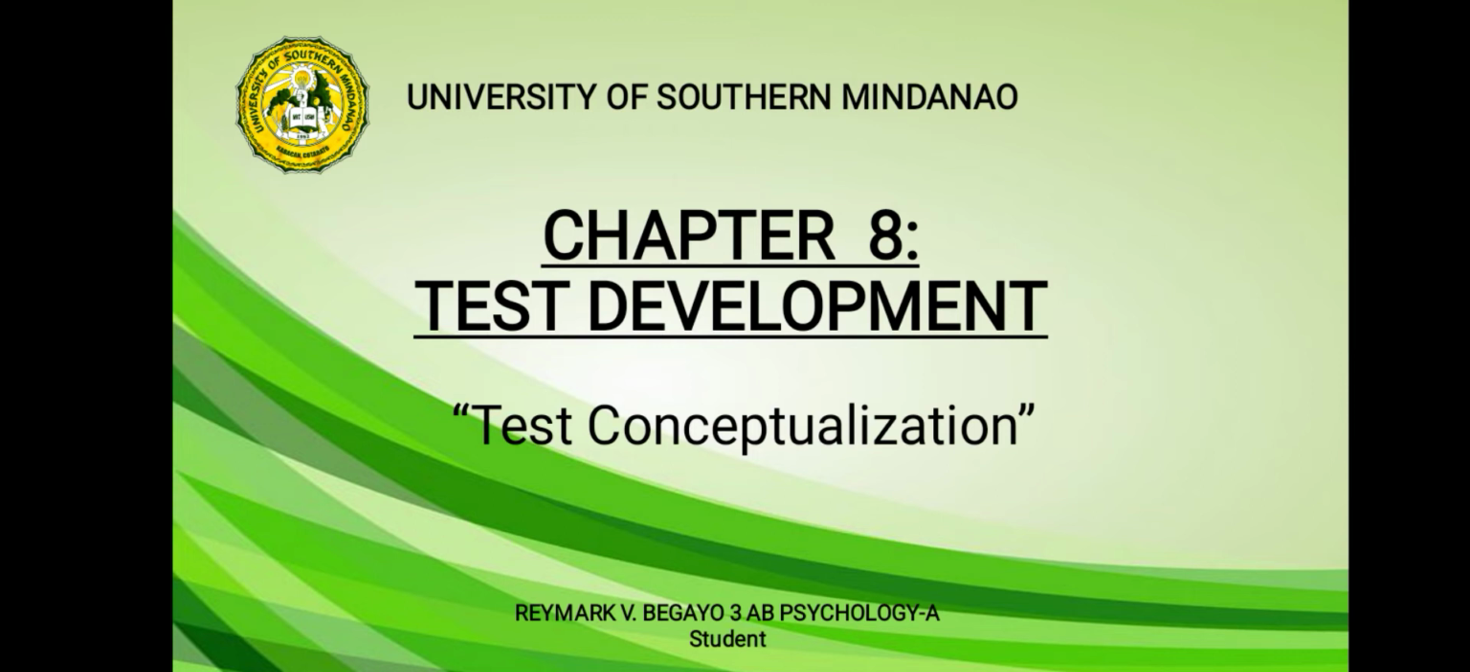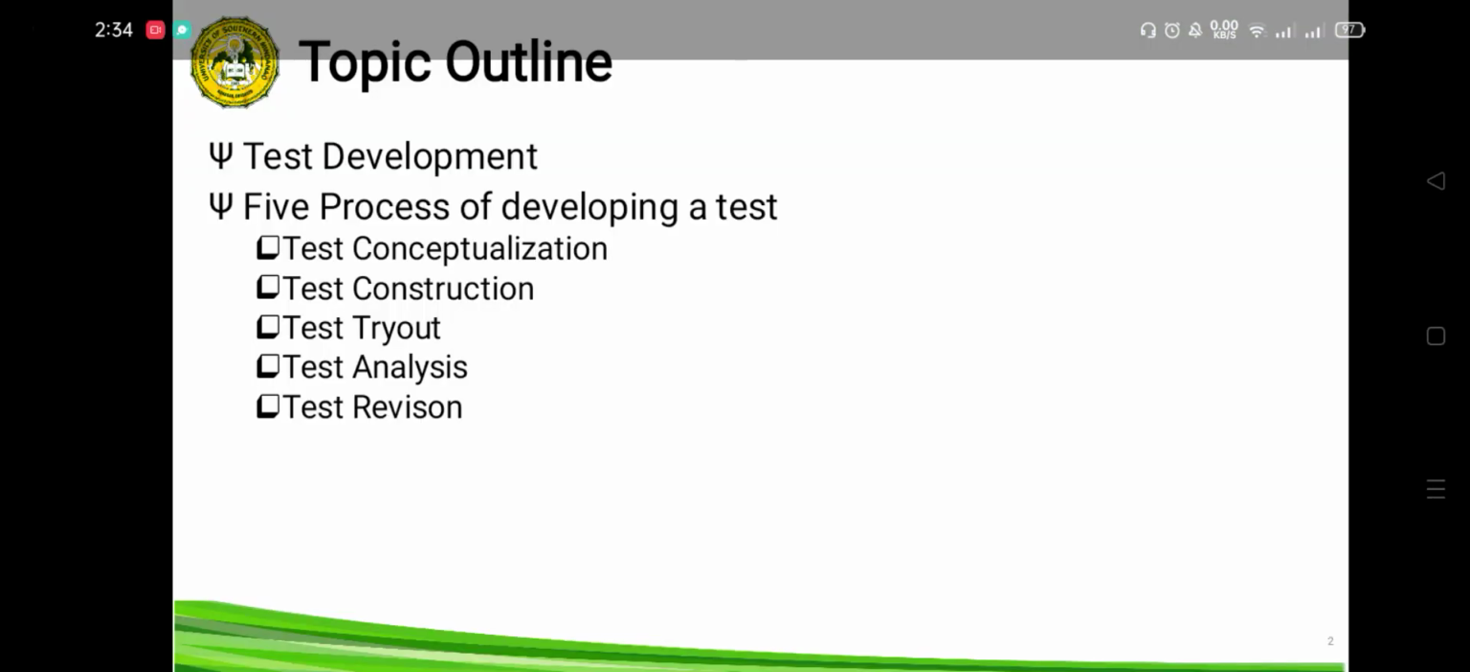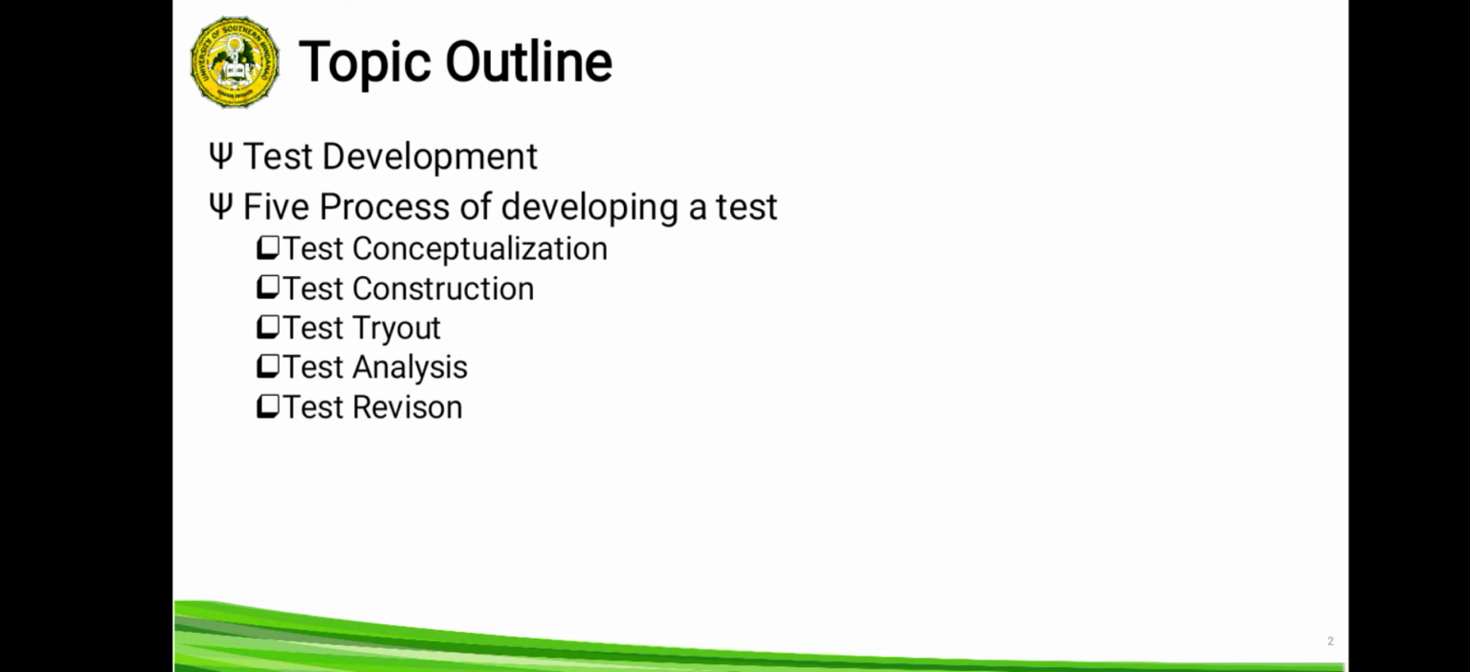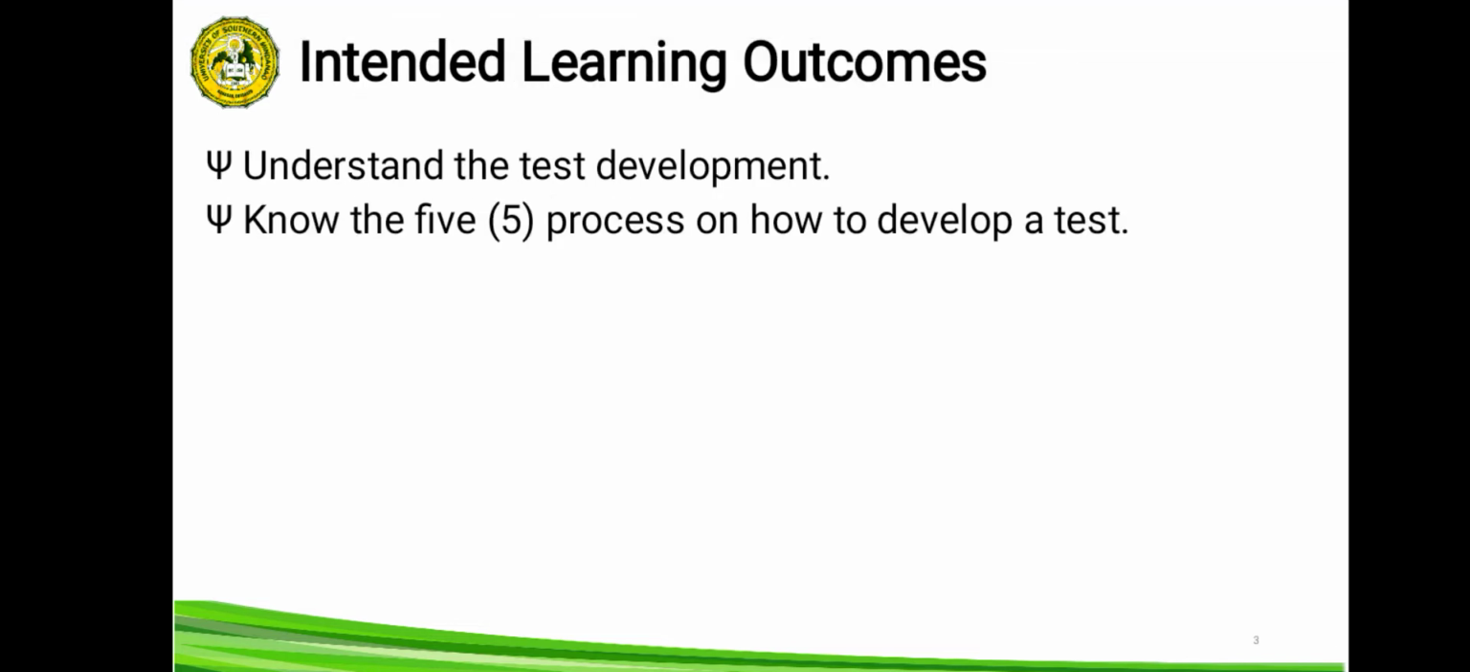So in this chapter, we introduce the basics of test development and examine in detail the processes by which tests are assembled. My topic outline for this report is test development and the 5 processes of developing a test, which are test conceptualization, test construction, test tryout, test analysis, and test revision. At the end of this topic, the students will be able to understand test development and know the 5 processes on how to develop a test.